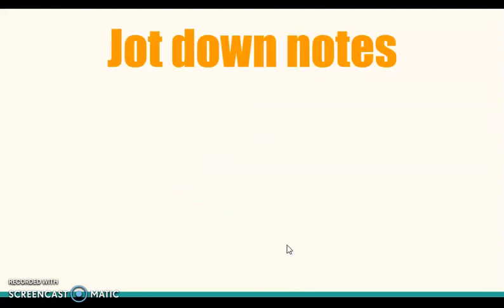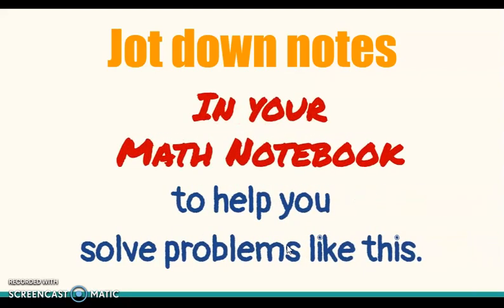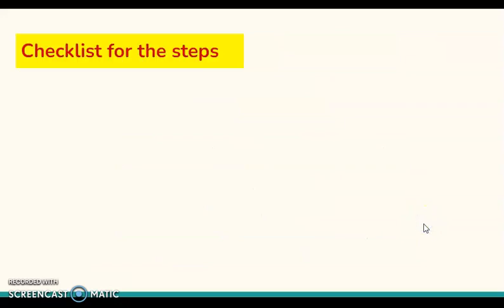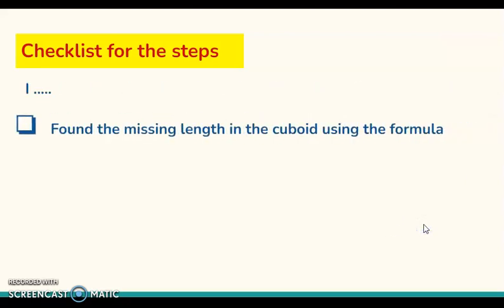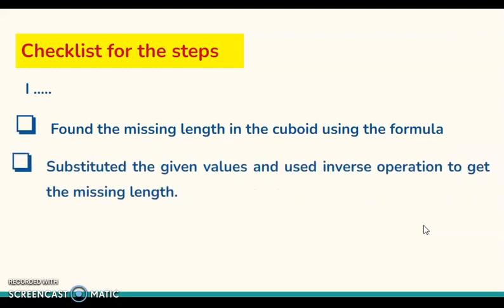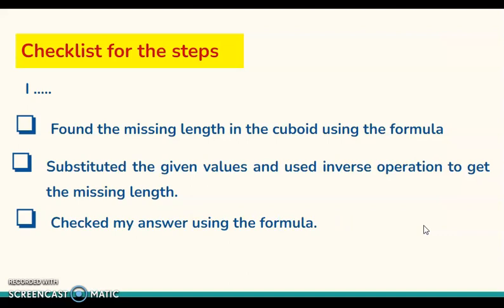Here, you should jot down notes in your math notebook to help you solve problems like this. And let's have a look at the checklist for the steps. First, we found the missing length in the cuboid using the formula. Then we substituted the given values and used inverse operation to get the missing length. And at the end, we checked the answer using the formula. If we have taken all these three steps, it means that we have calculated the missing length using the formula for volume of a cuboid correctly.